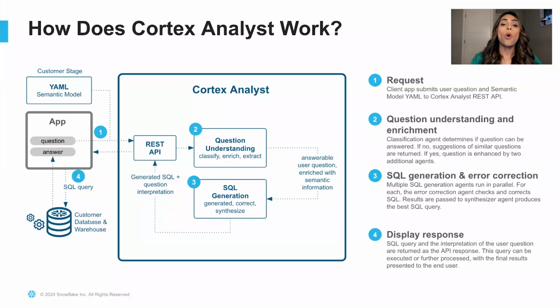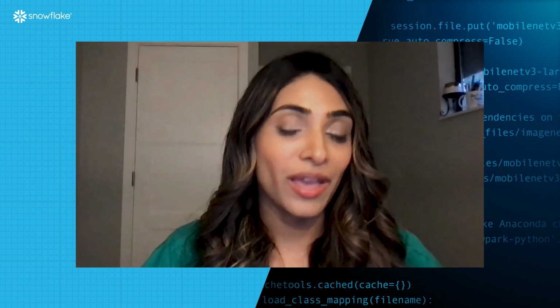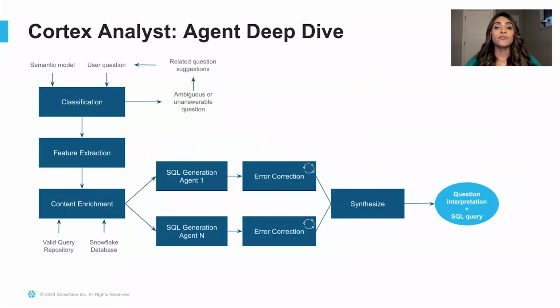Finally, all the generated SQL queries are passed to a synthesizer agent. This agent synthesizes the work done by the previous agents to generate the final SQL query that most accurately answers the question at hand. The SQL query, along with the interpretation of the user's question, is included in the API response. The query can then be executed in the background of the client application, and the results are then presented to the end user. The diagram illustrates the flow, the sequence, and the interaction of the various agents we discussed in our previous slide.